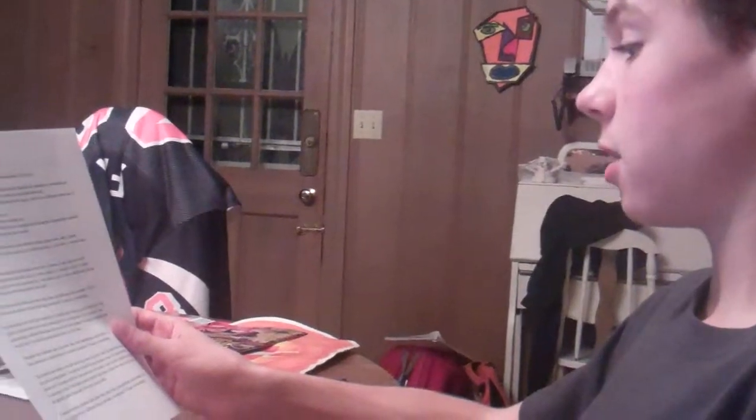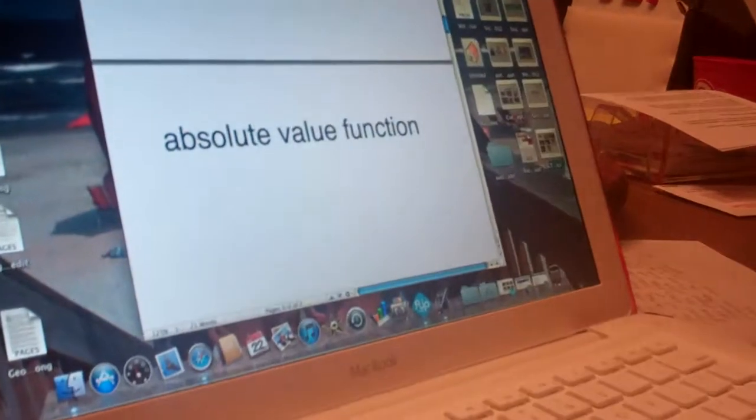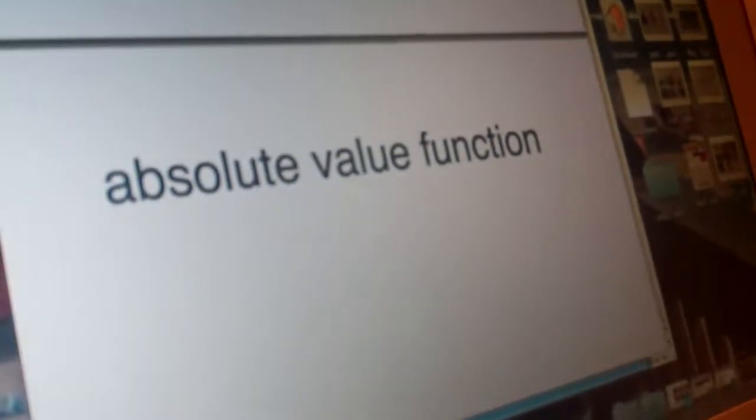Remember, there's absolute value, piecewise, step, linear, discontinuous, and constant. All of these functions do different things, so just take a second and I'll teach you something.